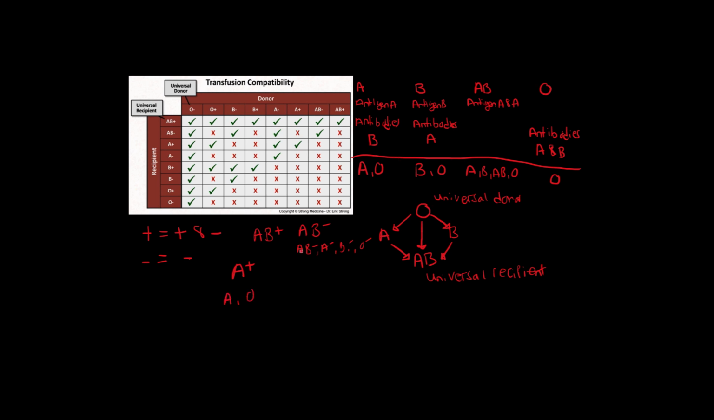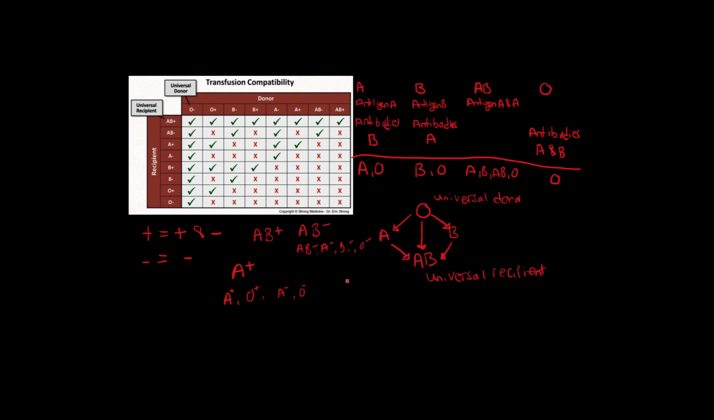We're doing the same thing. Now look at the positivity. A positive accepts a positive and a negative. So not only does it accept positive A and O, they also accept negative A and O. Look at the chart. A positive, O negative, check. O positive, check. A negative, check. A positive, check. A positive, O positive, A negative, O negative.